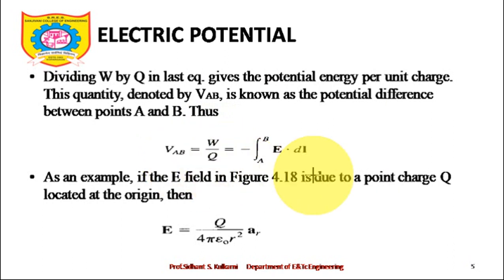The unit of potential difference is volts. The unit of potential difference is volt, and even the unit of potential is also a volt.